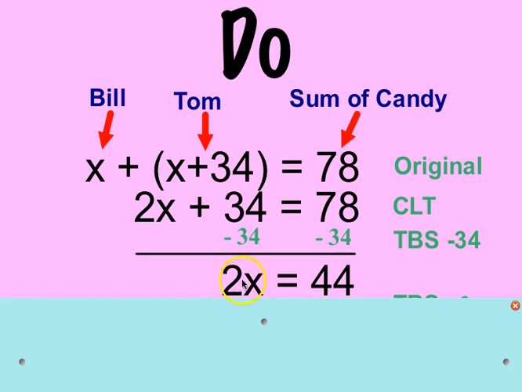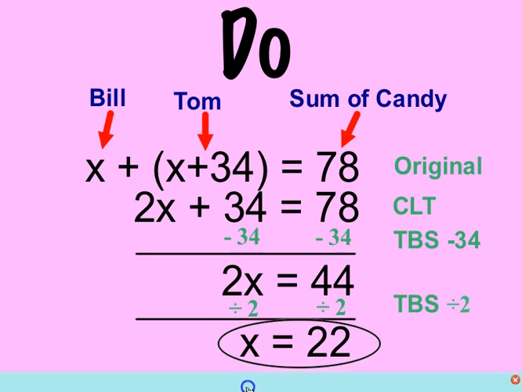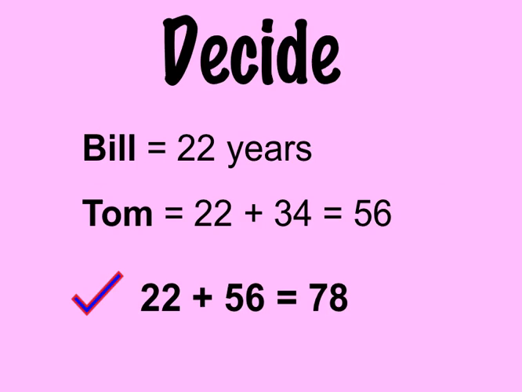So here it's 2 times X. What's the inverse of multiplying by 2? You should have dividing by 2. So once you do that, you get X equals 22. So now we know what X is. So let's go back. So Bill was X, so X is 22. Now Tom was X plus 34. So if you take 22 plus 34, it equals 56.